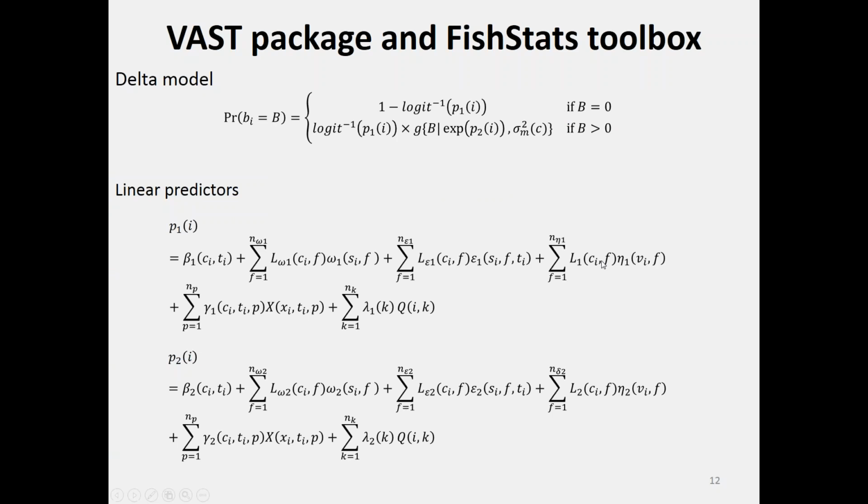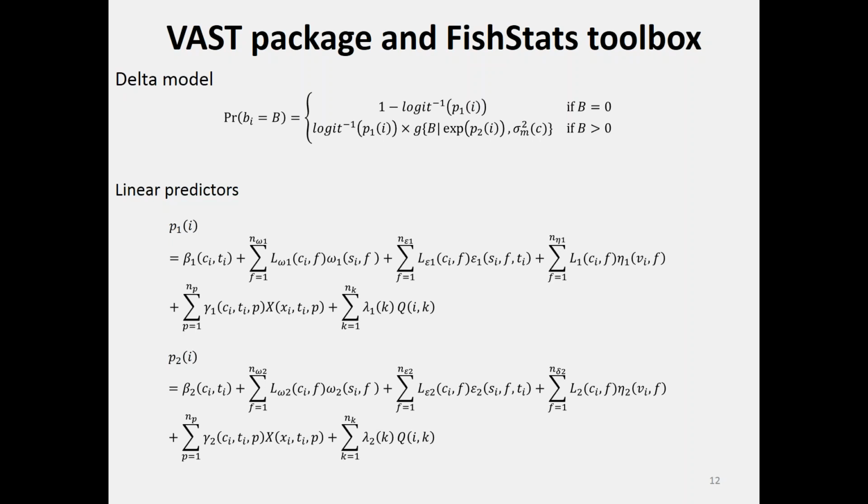So yeah, we've got this logit-linked linear predictor for encounter probability, and then a log-linked linear predictor for density when you encounter it. And each of those linear predictors has this sort of long form, and this is a simplification across some other features that exist, but this is the medium-length version.